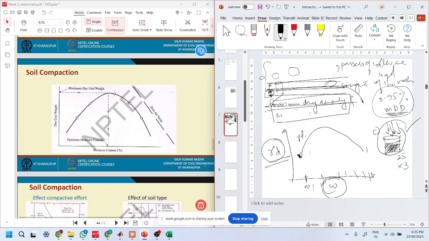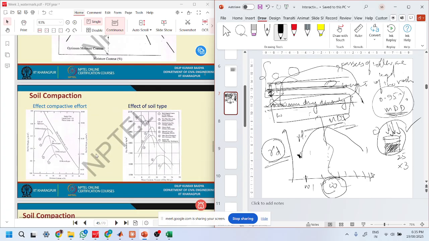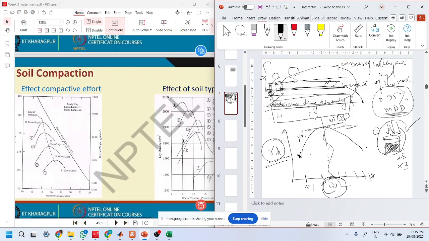And from this, I calculate the OMC, which is the optimum moisture content, and the maximum dry density. I take these values and try to apply them in the field. That is the basic curve of compaction. Here you will see different types of compaction tests, and as I said, the same compactive effort as well.